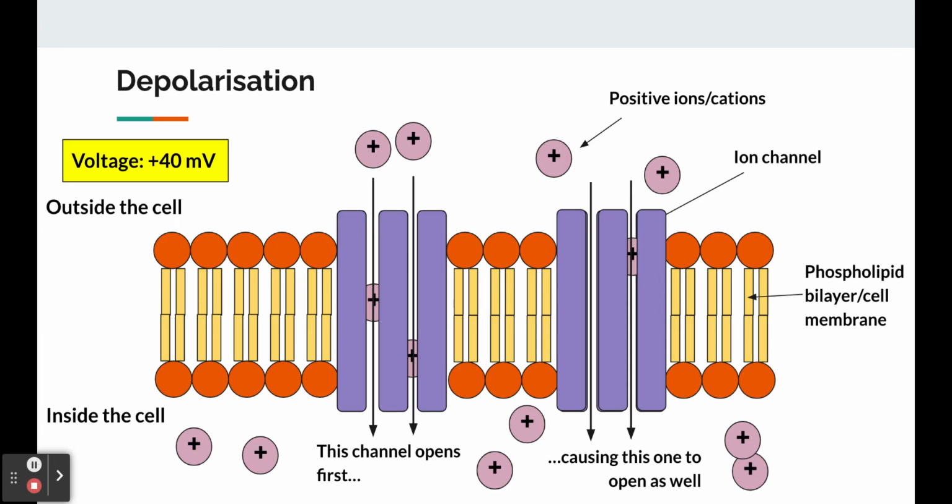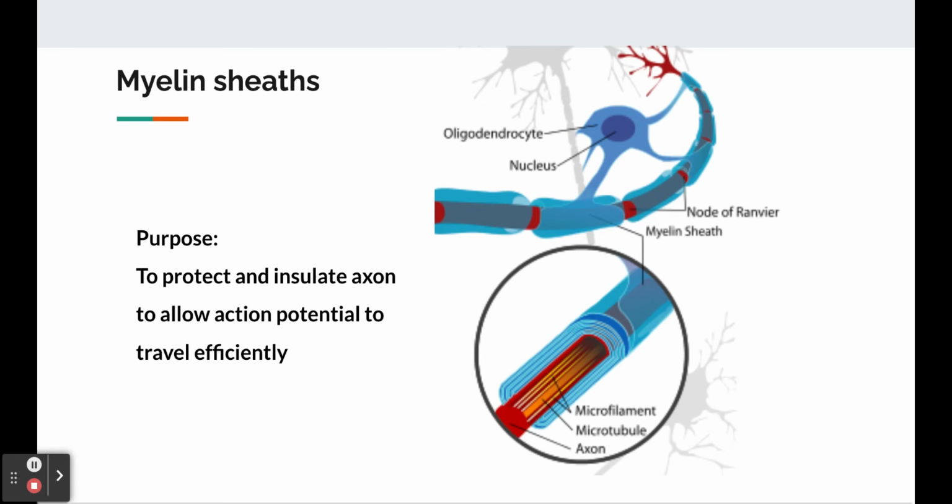Now, if the sum of all the signals at the dendrites rises above a certain threshold, more ion channels nearby will open automatically, causing even more ions to move across the cell membrane. At its peak, the membrane potential increases to around positive 40 millivolts. This process is called depolarization. Ultimately, this creates an electrical impulse called the action potential, and it moves down the axon towards the axon terminals.